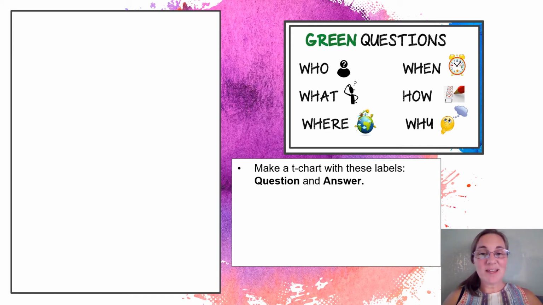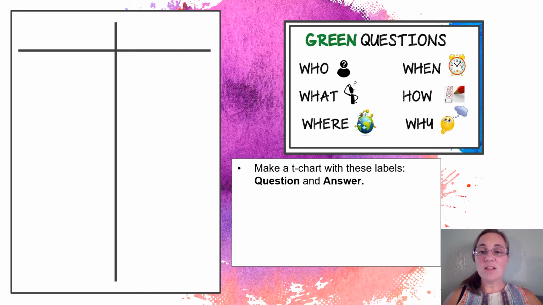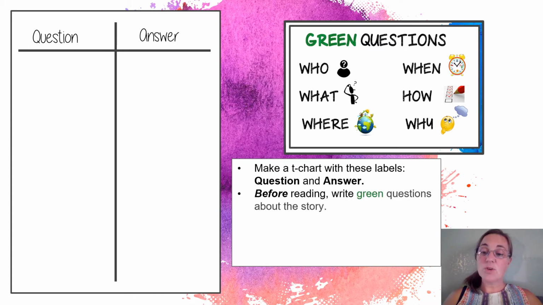First, you're going to make a T-chart with these labels, question and answer. This is going to help you keep track of your thinking while you read. Draw a line down and draw a line to the right. On one side you write question and the other side you write answer. Then, before you read, you write some green questions about the story. So you might look at the title and the cover illustration, and you might think of some questions that you're wondering already about the story.